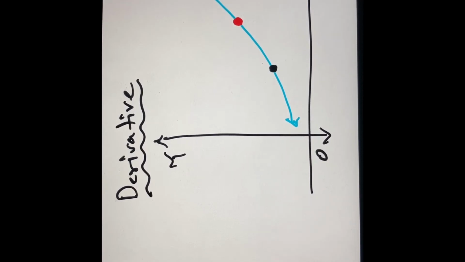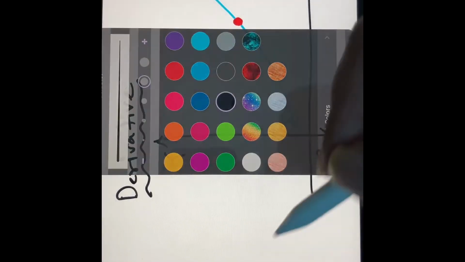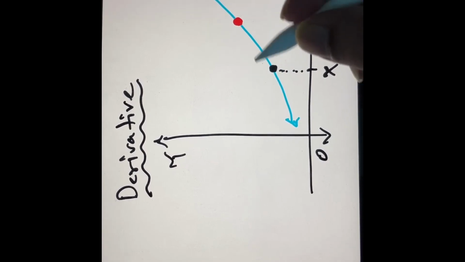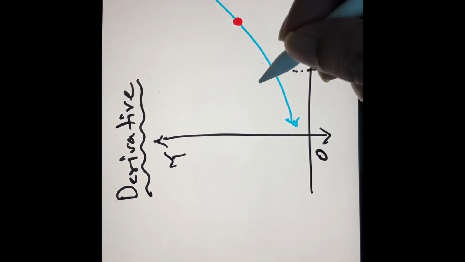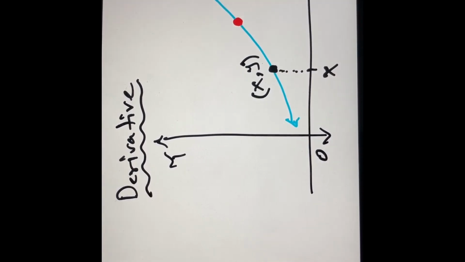All right, so we got 2 points. Now we can find out the slope. Let me call it x. So this height, let's call it y. So this point will be x comma y, right? Makes sense?